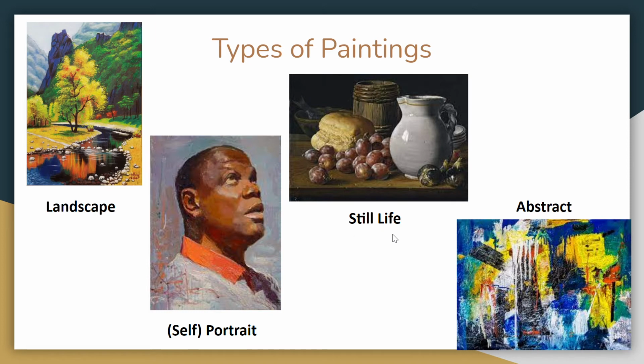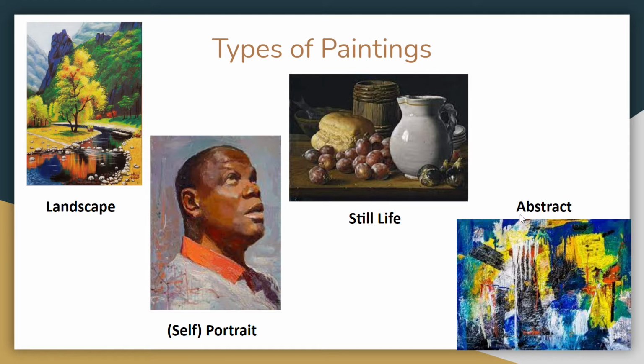It is still life. And if we come here to the last painting, it's a little crazy looking, a little weird. We call this abstract. Abstract. So abstract, as you can see, it's just very strange, very random. It does not look like it is a painting of anything, right? There's not really anything being painted here. It's just some random colors, right?